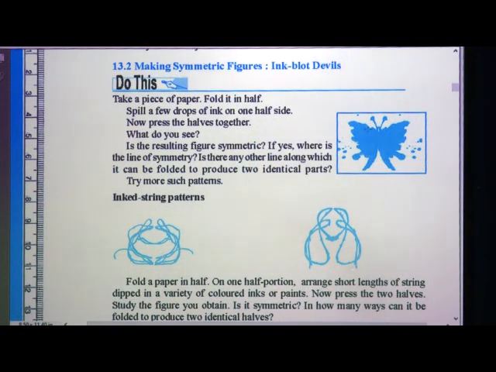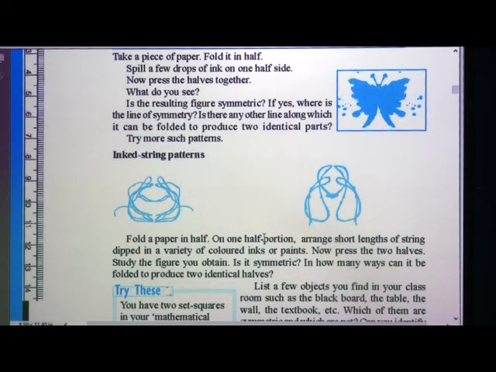Then where do we have the line of symmetry? It is exactly in the middle where we have folded the paper, and the two parts become identical. There are a few more types of ink blotting that we can do by taking different patterns.